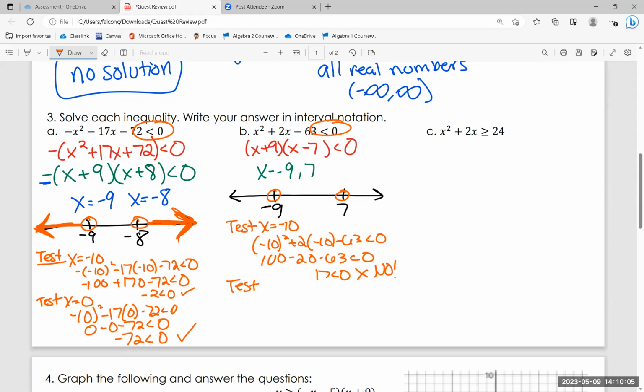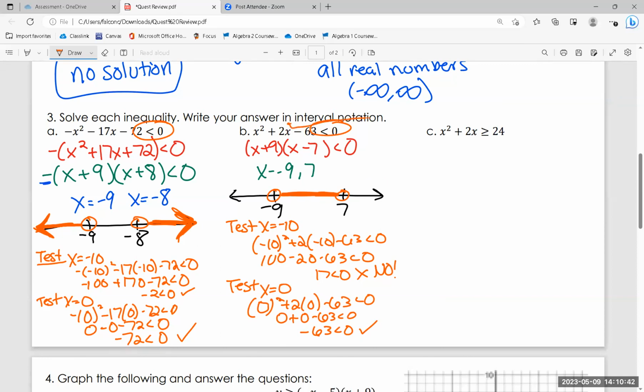So let's test in between and see if that works. So between -9 and 7, let's test x equals 0. So if I plug 0 in, 0 squared plus 2 times 0 minus 63 less than 0. So this would be 0 plus 0 minus 63 less than 0. So -63 less than 0, which does work. So I know that between -9 and 7, that's going to work. So I can stop there because I know that this other part shouldn't work if I test it.